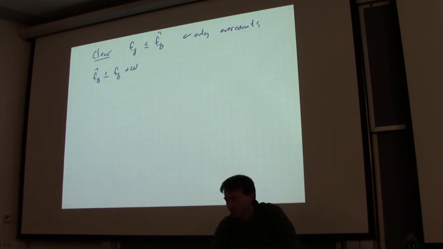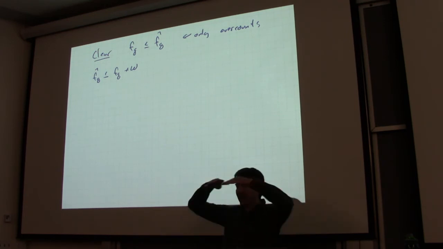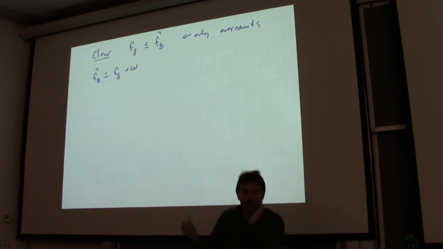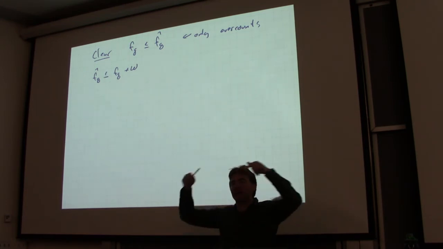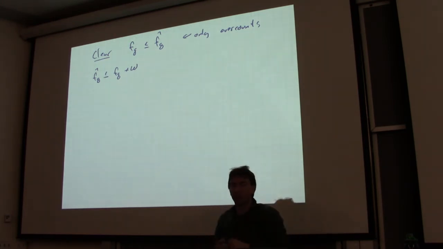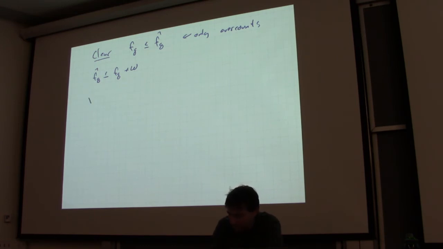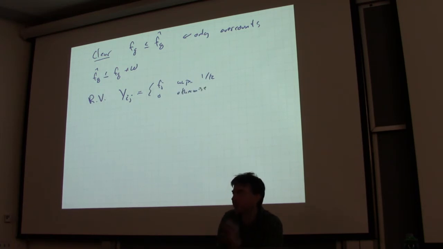And so the key insight is that in any row, let's analyze what happens. In any row, I only get error if there's a collision with one of the counts, and this is roughly 1 over k of all the data. So the right way to think about this is some random variable. I'll call it y i j. This will be f j with probability 1 over k and 0 otherwise.